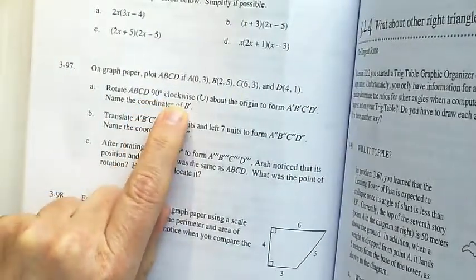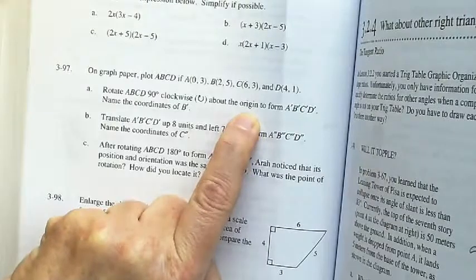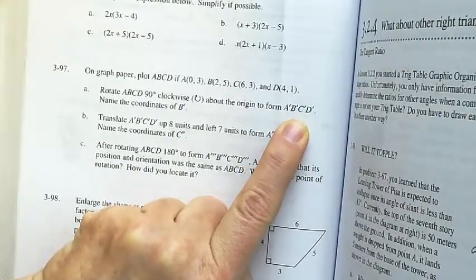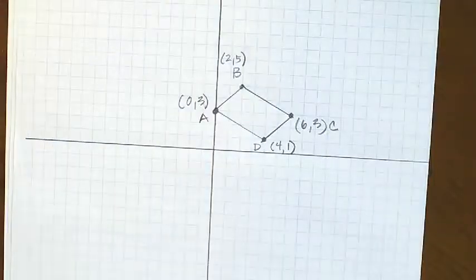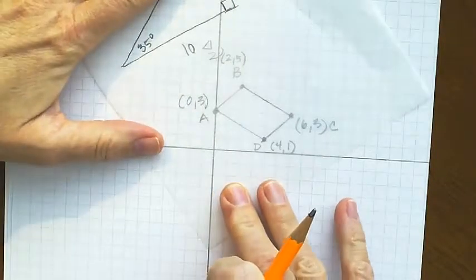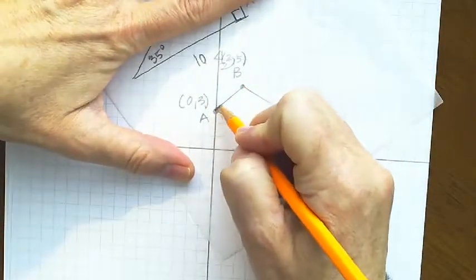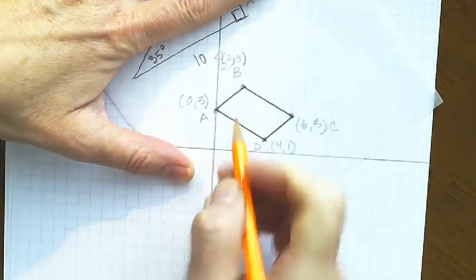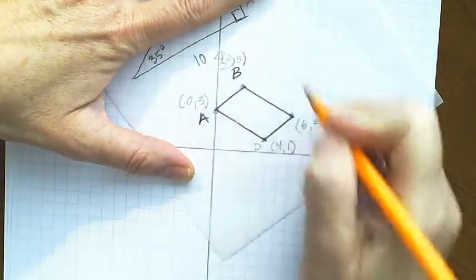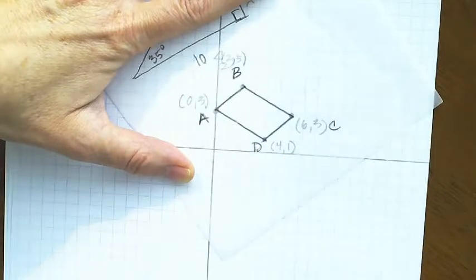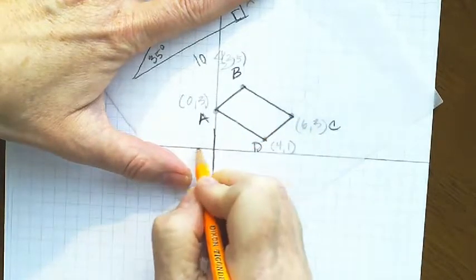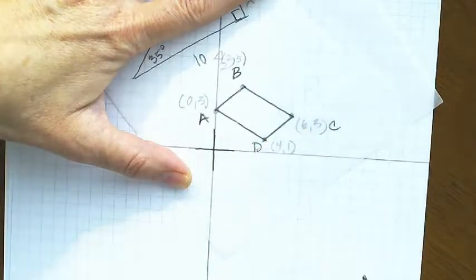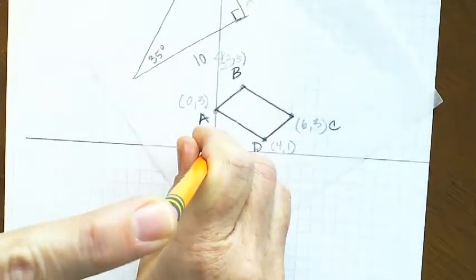Okay, so again, part A said to rotate it 90 degrees clockwise about the origin to form A prime, B prime, C prime, D prime, and then name the coordinates of B prime. So take your tracing paper. Hopefully you should have enough room on that same sheet of tracing paper. Trace A, B, C, D. And put a little XY axis right on top of your origin and put your pencil on the origin.